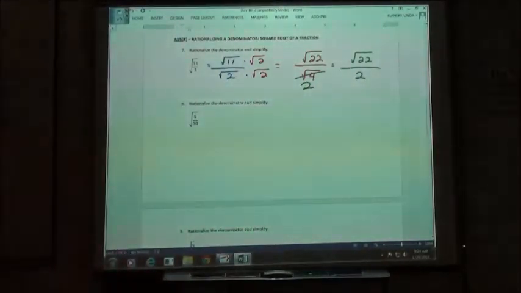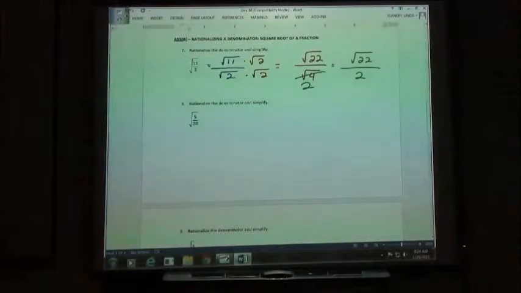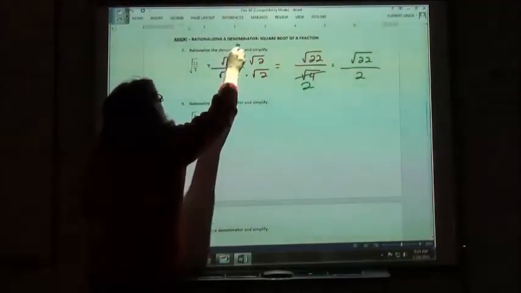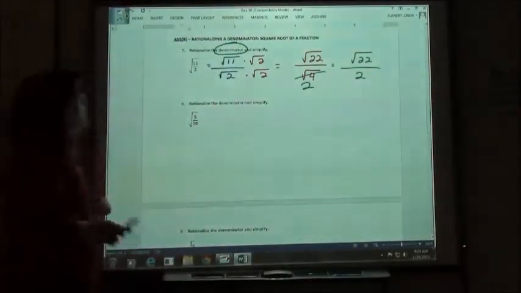Now again on these, I need to remember that when I do this, I don't find a common denominator for both the numbers. Just the bottom part. You're just doing the bottom. You're working with the denominator.